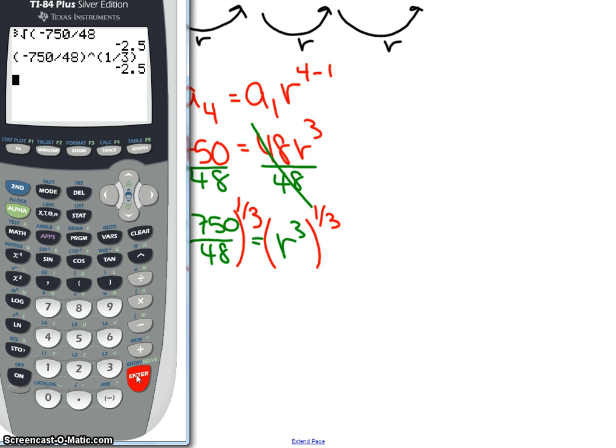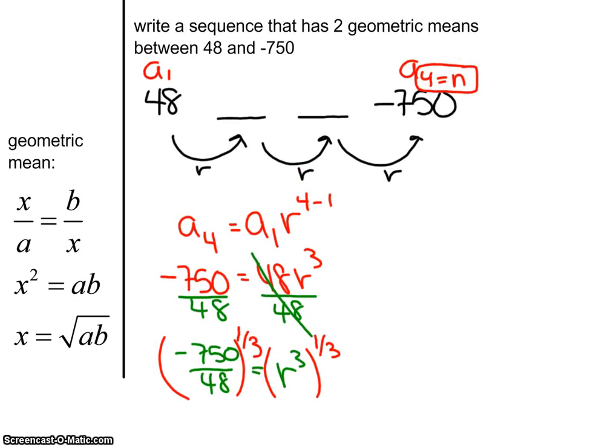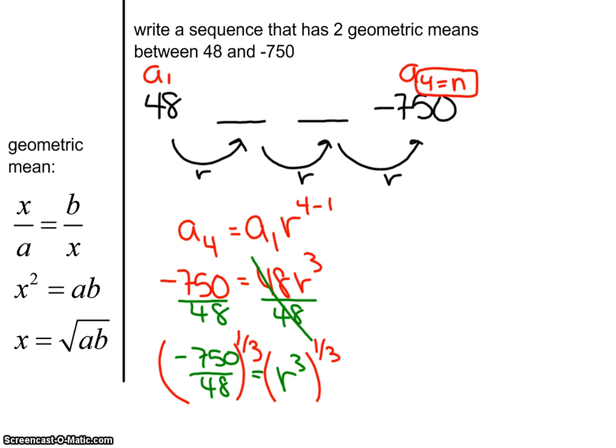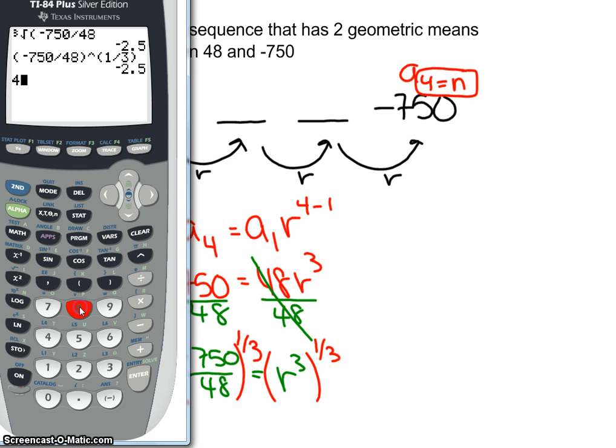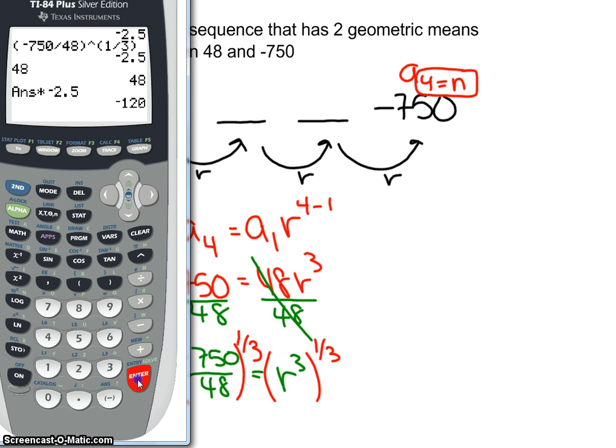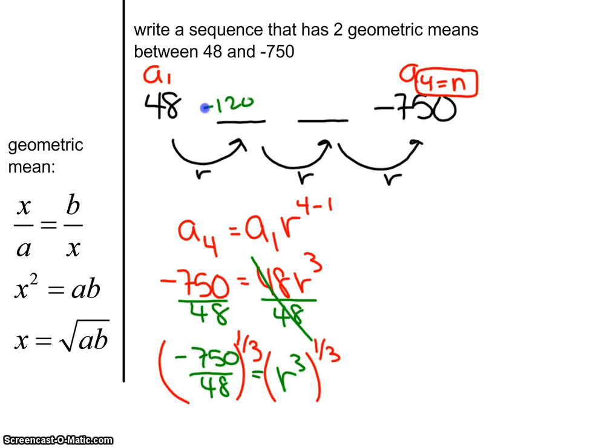Okay. All right, so now that we know what my common ratio is, negative 2.5, I can go in 48, enter, because I want to do this multiple times. Times negative 2.5: negative 120, 300, negative 750. Always do that last one to make sure you get back to that 4th term. Okay, if it's not that value, then you've done something wrong. So negative 120 and 300.